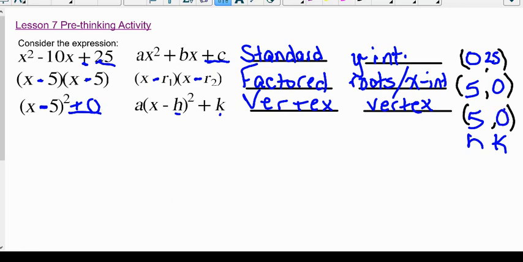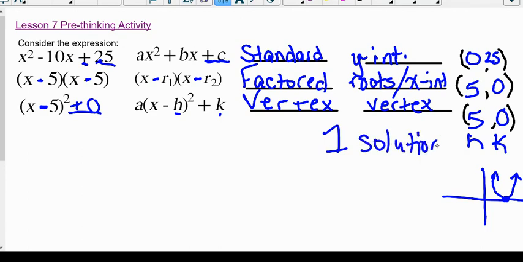Now, can you think about why these are the same? Must be, if we do a little sketch of it here, right? It only touches the x-axis at one point at (5, 0). So there's only one solution when x is 0, right? Sorry, when y is 0. Okay, hopefully that little quick review will get you thinking about the next section.